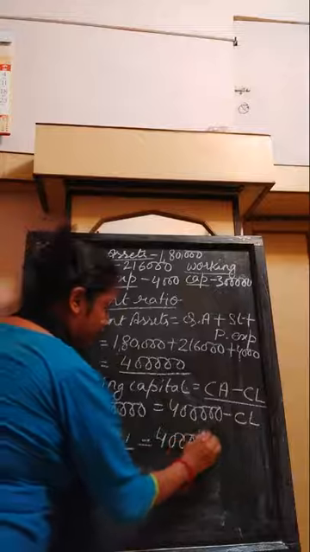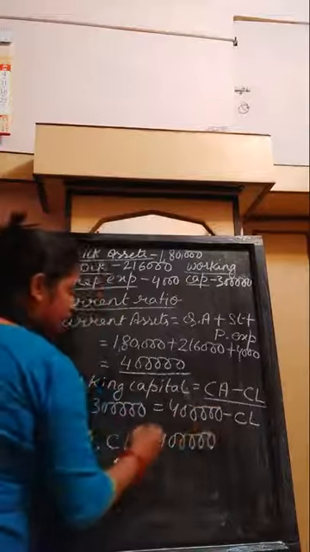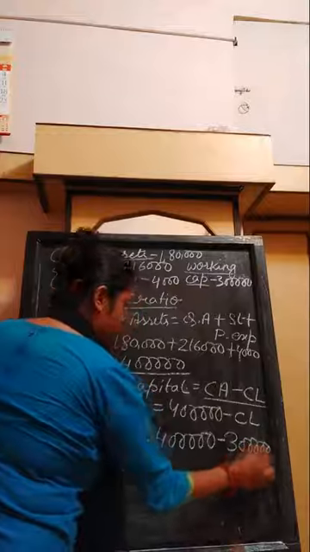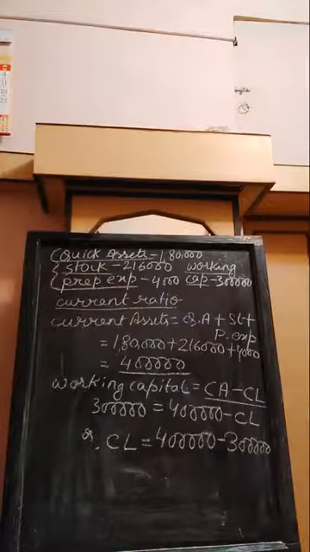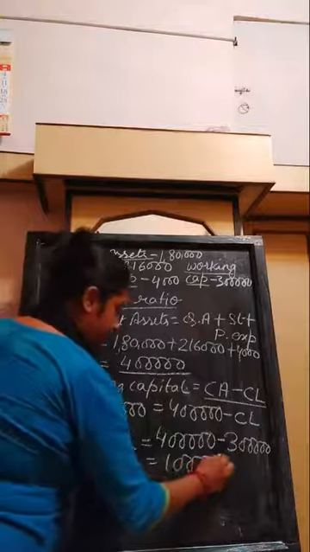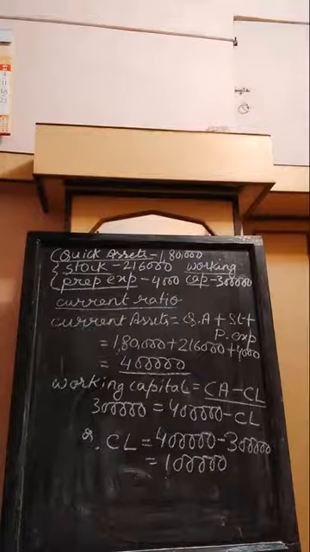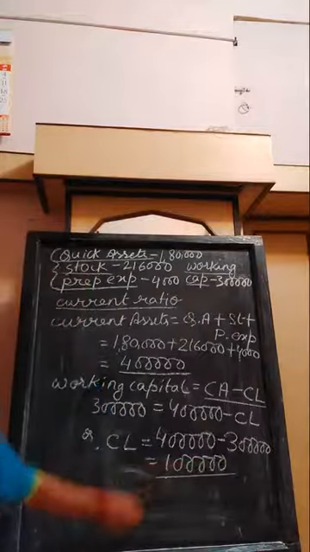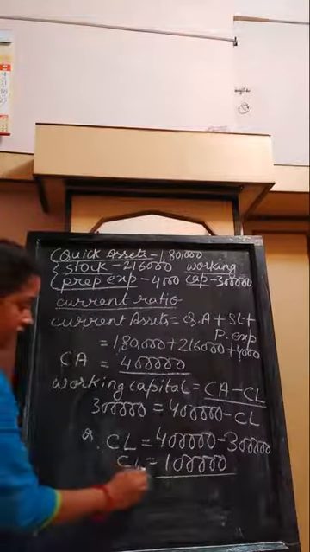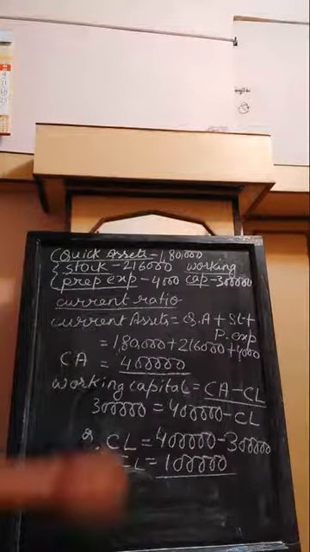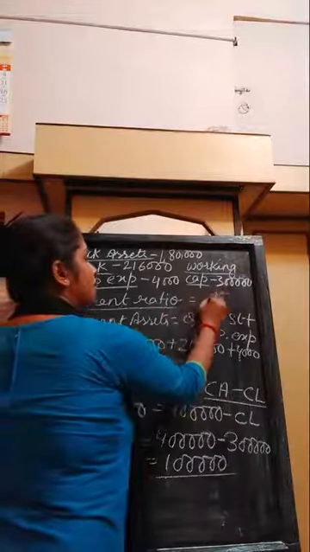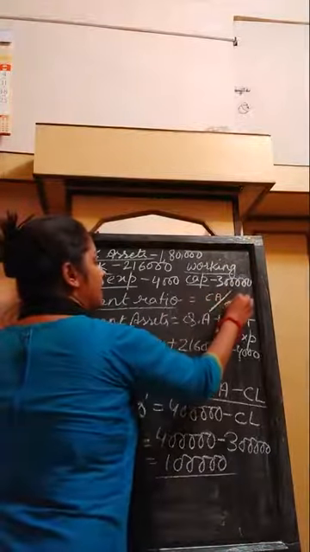4 lakh, 3 lakh will change, it will shift to the right hand side. So 4 lakh minus 3 lakh, and CL is coming 1 lakh. So current liability we are getting 1 lakh rupees. Current asset 4 lakh, current liability 1 lakh. So current ratio is CA by CL.